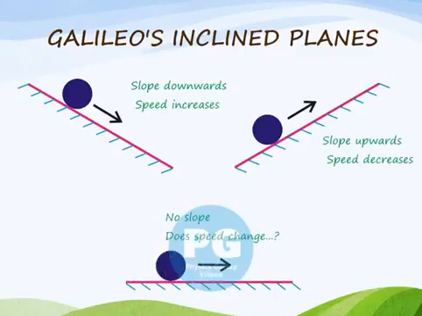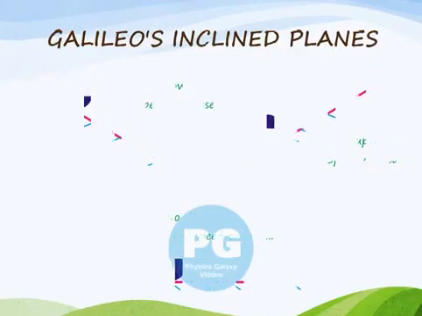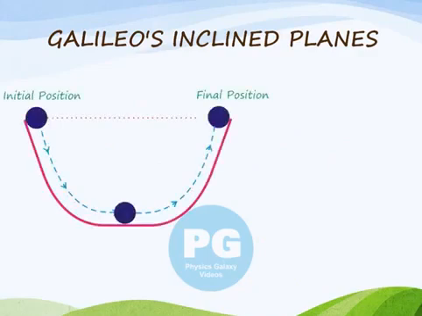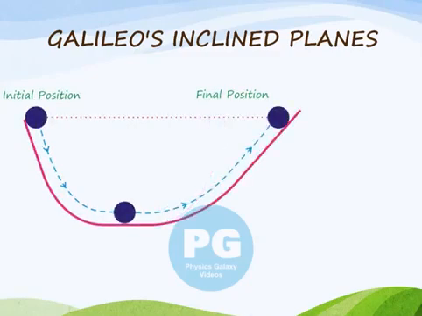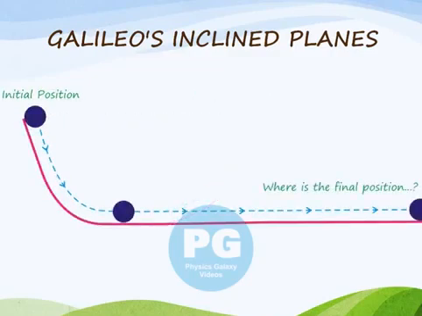Then, if there is no slope, does speed change? This is what we have just seen from Galileo's inclined plane experiment. If the initial position and final position are as shown here in the diagram, and we decrease the slope, the initial and final positions are at the same height from the horizontal level. And if there is no slope on the right side, so where is the final position?